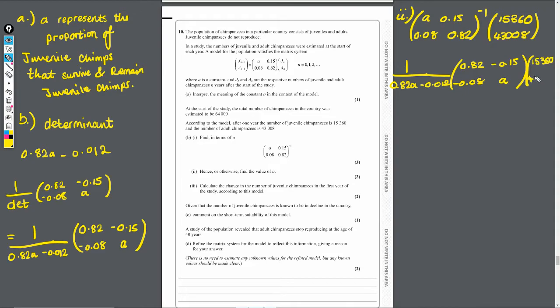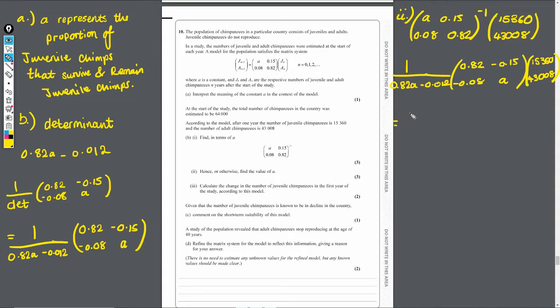And 43,008. Okay, and if I close that. So what I'm going to do now is just multiply across here, and we'll keep this 1 over just on the outside for now. I've already done the calculations ahead of time, but I'll write them down anyway, just so it makes it clear.